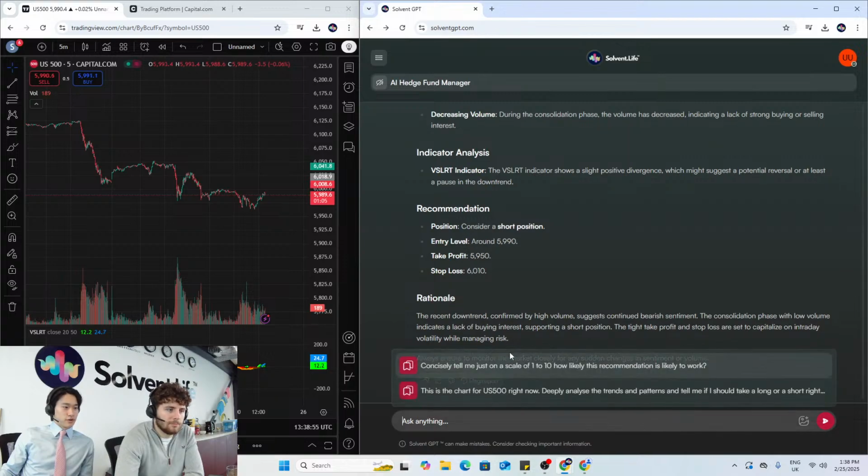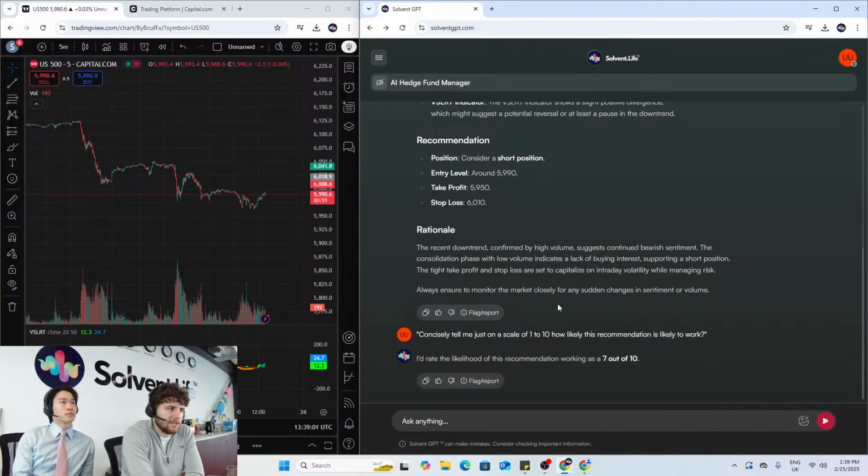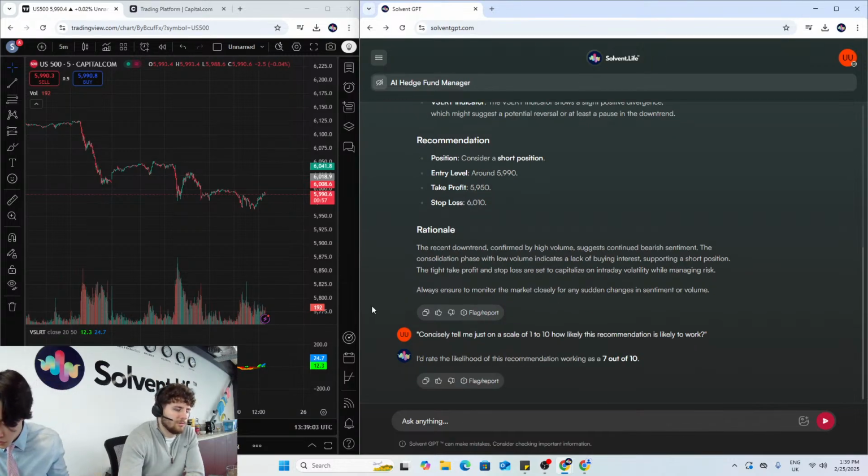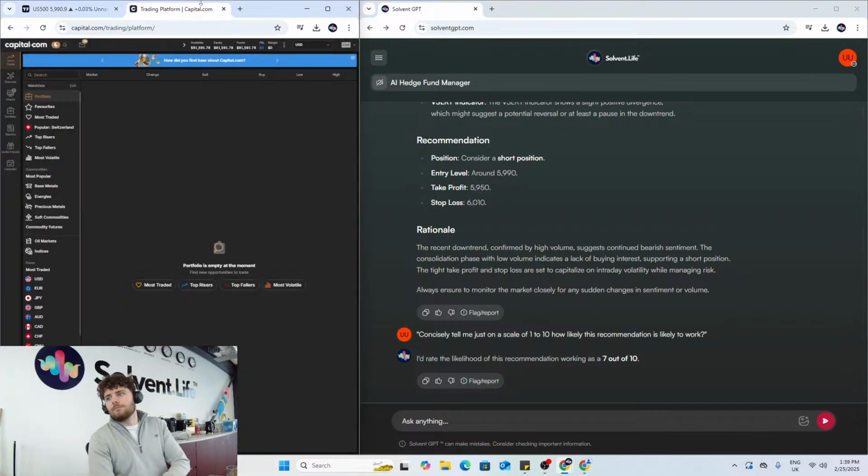Try ask for the confidence rating. Yeah, so we're going to ask, on a scale of 1 to 10, of course, how likely is this recommendation to work? We've been given a 7. Now we can potentially think of taking this trade.